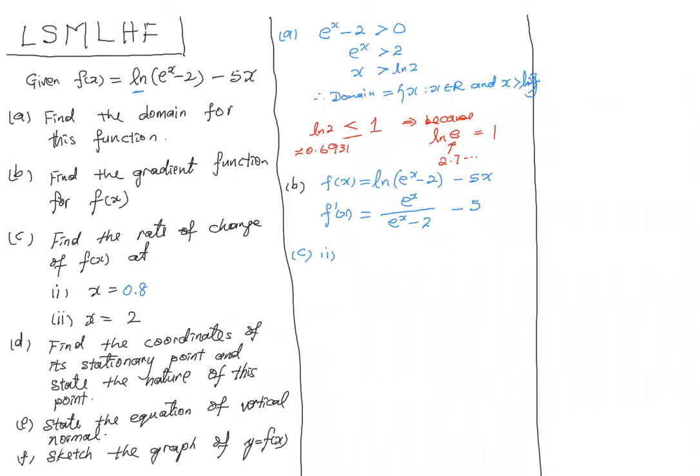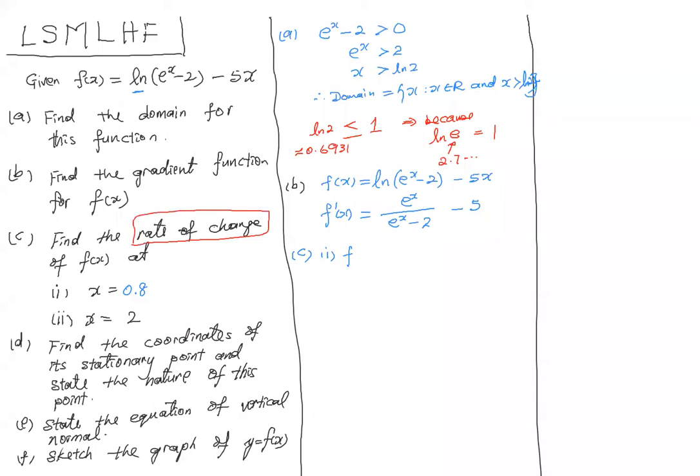Jen, how to do part 1? Jen, how? Part 1. How to do part 1? You put f... 0.8 into where? Into f(x). Jen, how? I want the rate of change. Yeah, f prime x.